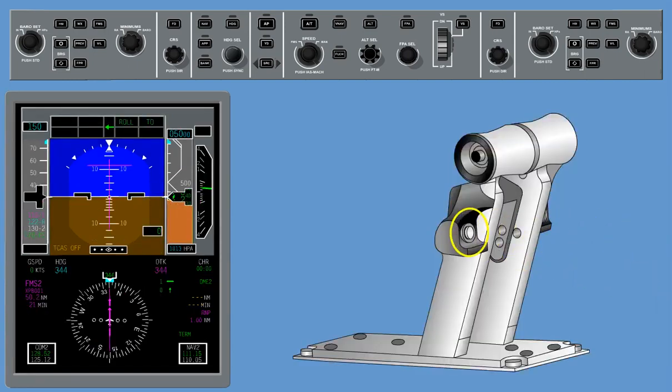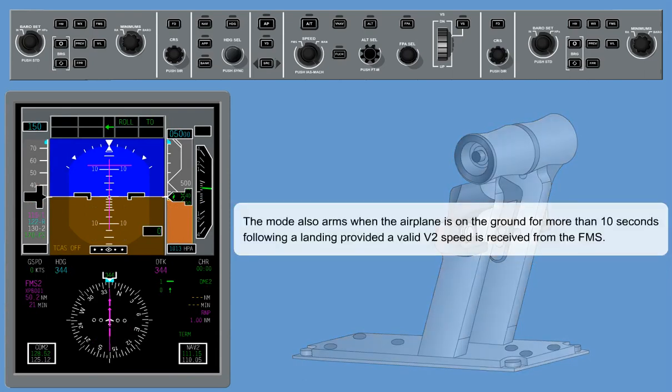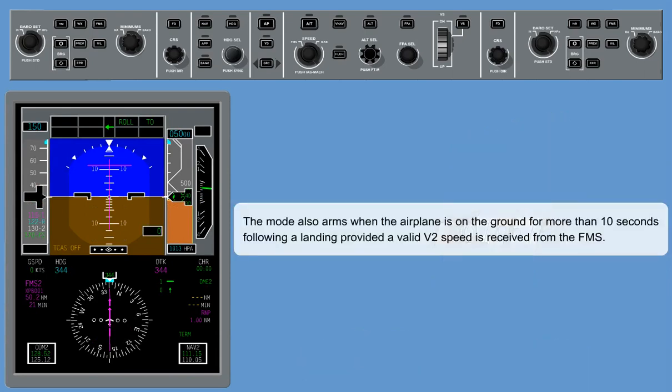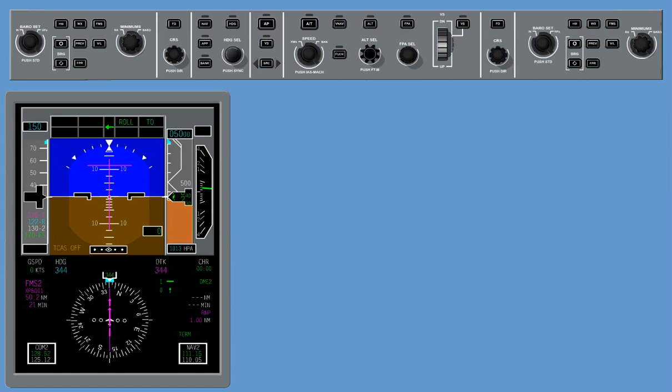Pressing the takeoff go-around button activates the takeoff mode. The mode also arms when the airplane is on the ground for more than 10 seconds following a landing, provided a valid V2 speed is received from the FMS. The takeoff mode is a flight director only mode and is represented by a crossbar. The takeoff mode commands the airplane to maintain a pitch attitude reference.